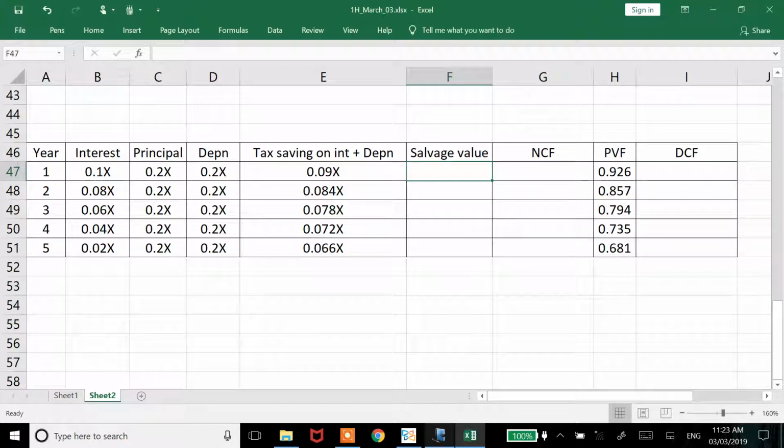Any doubts on this? Will the salvage value change? No, because listen, the salvage value is not changing because asset is fully depreciated. In case it was not to be fully depreciated, then you would have written book value as X minus some number and done the calculation. So salvage value continues to be 35,000. Original amount 35,000. Interest plus principal minus tax saving on interest plus depreciation.